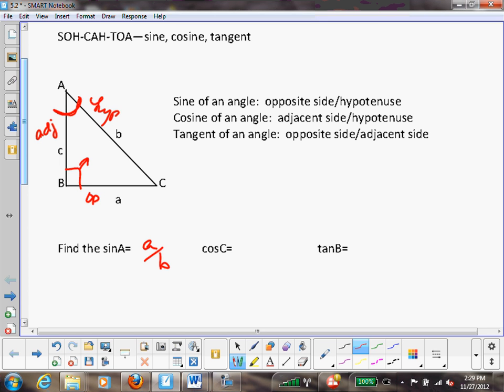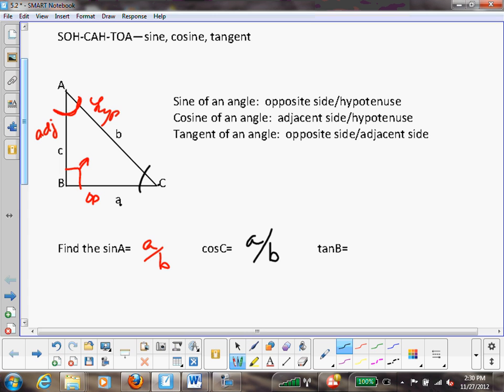All right, the cosine. If I'm looking for the cosine of C, I got to switch down to angle C. Cosine, we said, was adjacent over hypotenuse, yes? What's your adjacent side? And we're dealing with angle C. So what side is adjacent? A, right? A over hypotenuse, which is B.